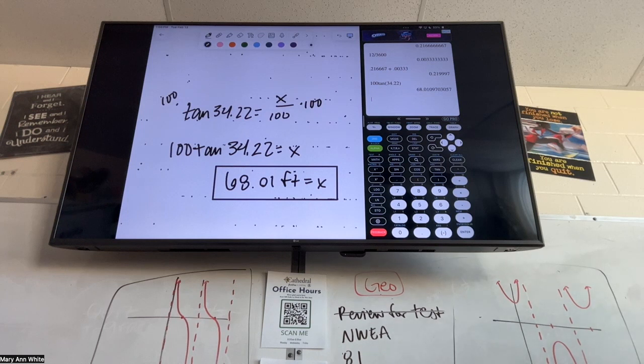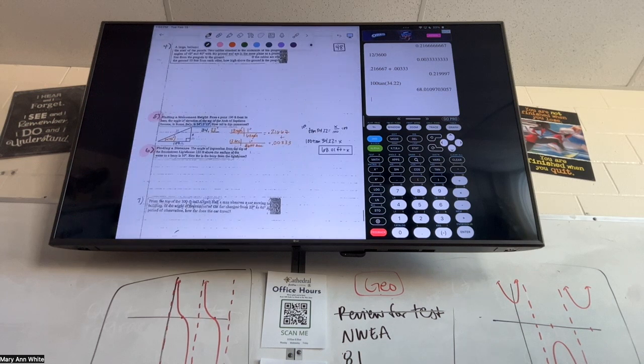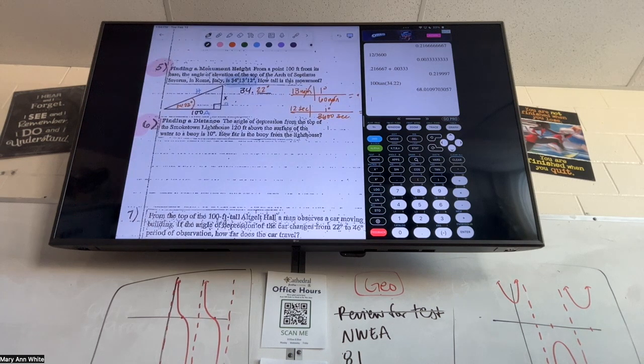All right, one more one. Yep, JT, go ahead. One more. Okay, this one says the angle of depression from the top of the Smoketown Lighthouse, 120 feet above the surface of the water, to a buoy is 10 degrees. That is a crazy sentence. That's all right. Draw your triangle.